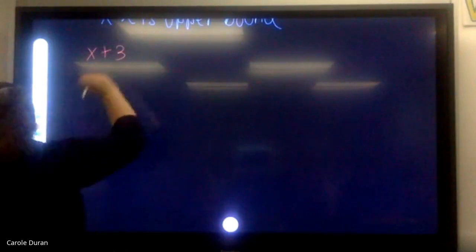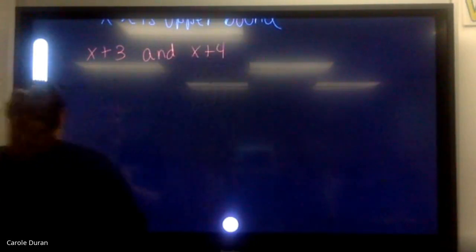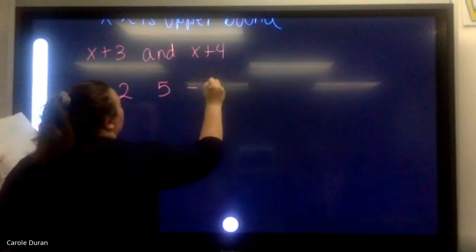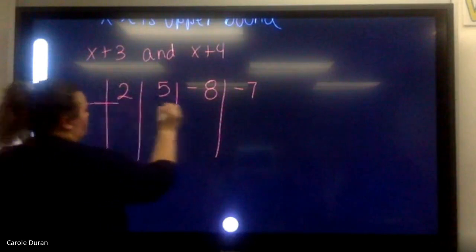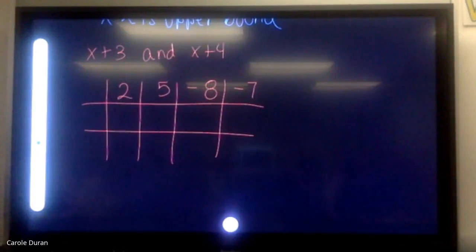For the lower bound, I'm going to try dividing out x plus 3 and x plus 4 using that same setup, so my coefficients are not changing. We're doing another one? We're doing the lower bound. We only did the upper bound before. How was that? Because I didn't divide out a negative number. Upper bound only applies when we're dividing out a positive, and lower bound only applies when we're dividing out a negative, so make sure you're keeping track of that.